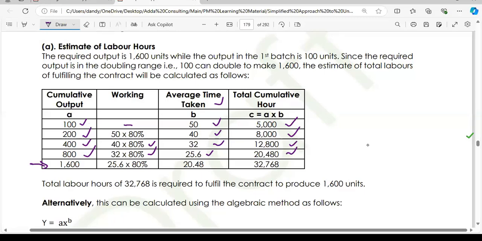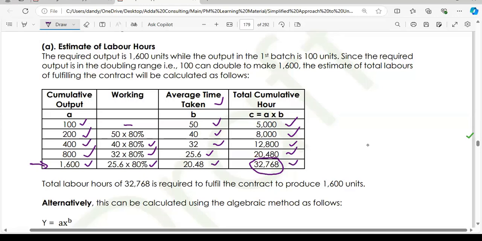I can double 800 to 1,600, which is the required output. Therefore, once I do this, the 25.6 will also fall by 20%, then I will apply 80% on it. So 80% of that will give us 20.48. This 20.48 multiplied by 1,600 will give us 32,768. Therefore, the total hours required to fulfill the contract of producing 1,600 units is 32,768.